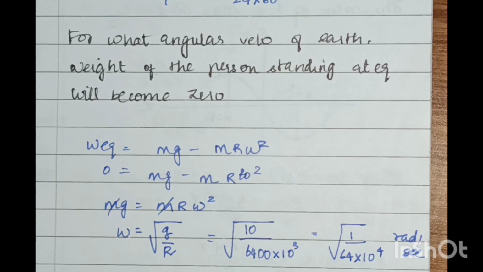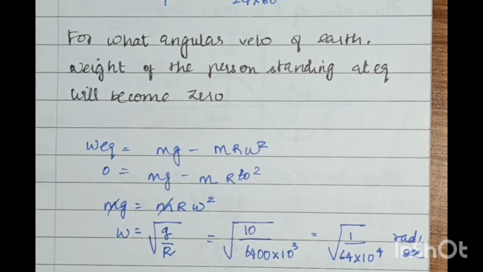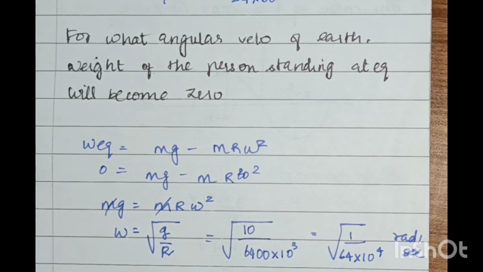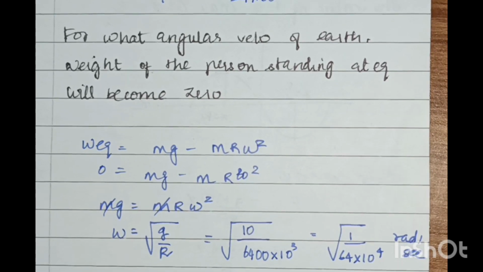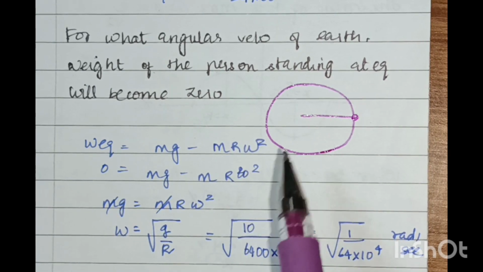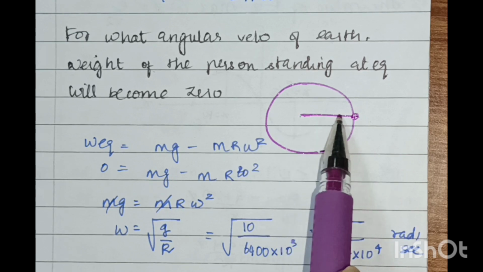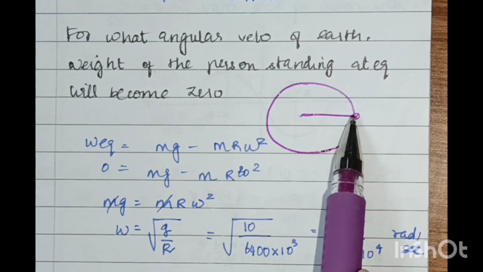So let us see the first problem. For what angular velocity of earth will the weight of the person standing at the equator become 0? Equator means this is the point. So what will be the angle? If this is the line from which we are measuring the angle, the equator is the same line, so it will be 0.